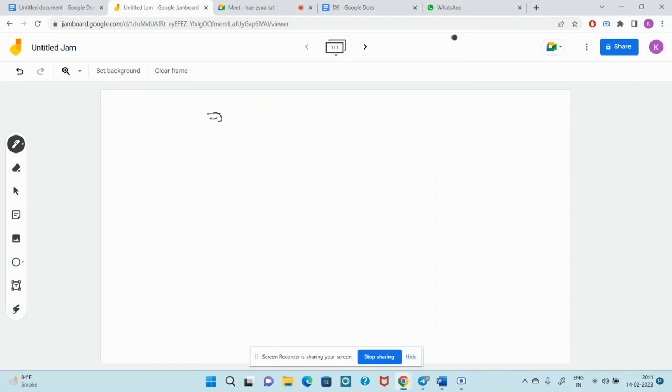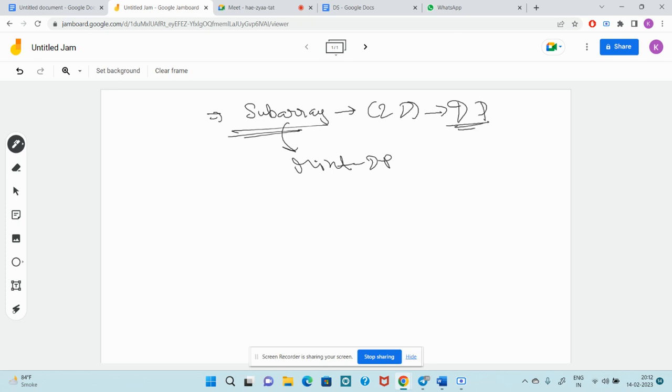In dynamic programming there are many different types of patterns. From today we will start the subarray, or subarray 2D type DP problems. The DP problems will be two dimensional, but all of them will be based on subarray. In Russia, we call it mixed dynamic programming. In India or anywhere else, you call it subarray based DP problems. Today we are starting with subarray based DP problems.